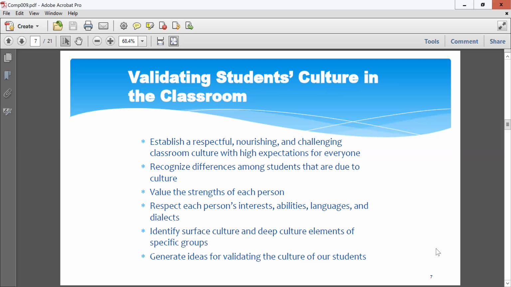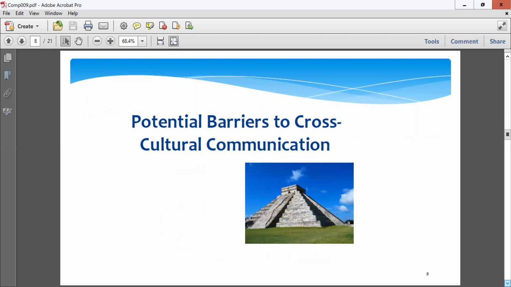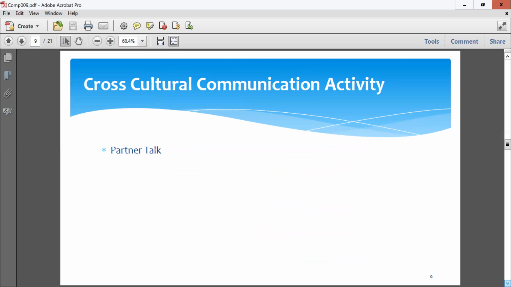Generating ideas and getting these ideas from the students, from the parents. What would help to validate the culture? How can we learn more about your culture? And I think that really will not only provide some useful information, but also a community in the classroom. So what are some potential barriers?